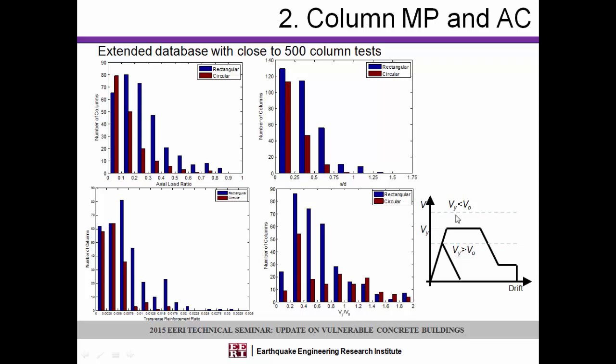If the flexural strength is much higher than the shear strength, then you expect a shear failure. This is a Vy over V naught bigger than 1. So this is shear failures. Somewhere in between, you can have some flexural hinging, then shear failure, and down here you have the flexural failures. So we had a very wide range of these parameters in the database.